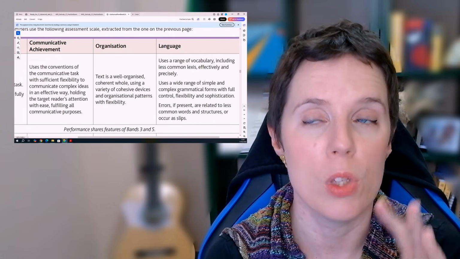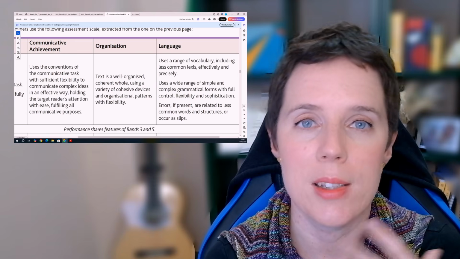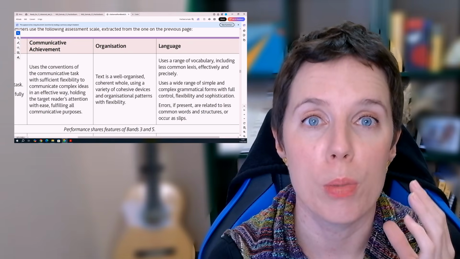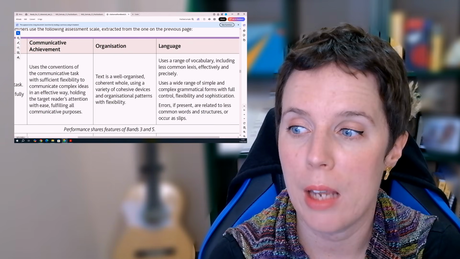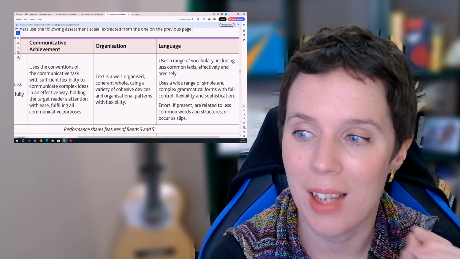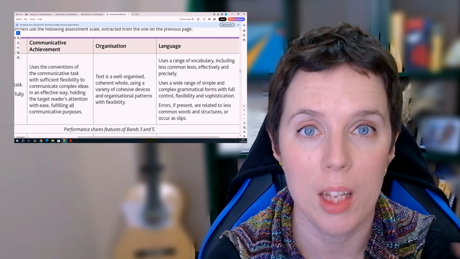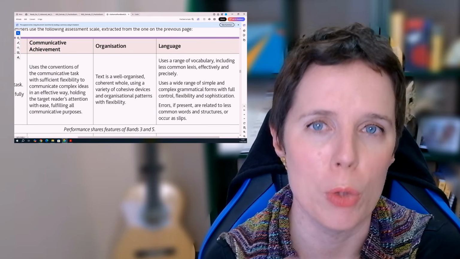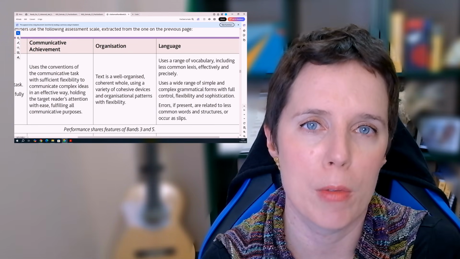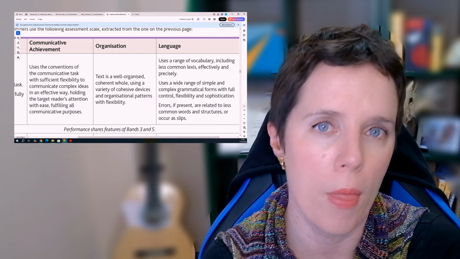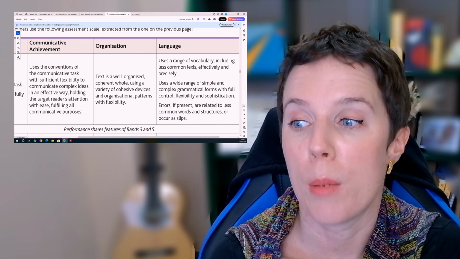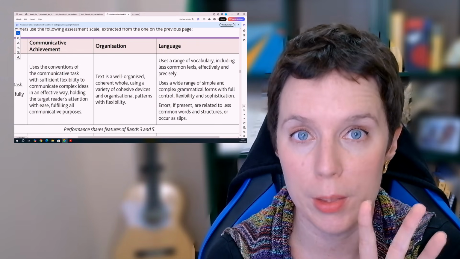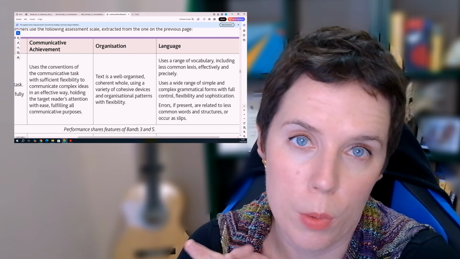Okay, so again, you need to be using inversion forms, cleft sentences, hypotheticals, passive forms, and you need to use them correctly and appropriately. And finally, errors, if present, are related to less common words or occur as slips. A slip is something where the examiner knows that you know the word, so you're not making repetitive errors. It's just one here or one there. And again, if they're present, it's normally with less common words. That's what you need to get a Band 5. So we're working to a Band 5. That's what we need to get.